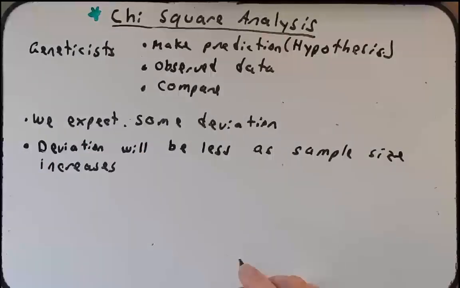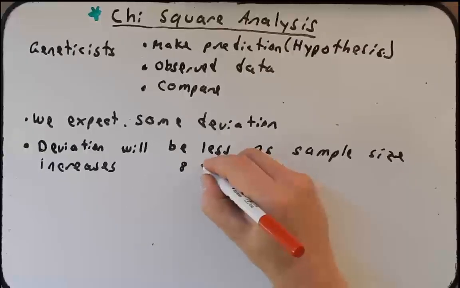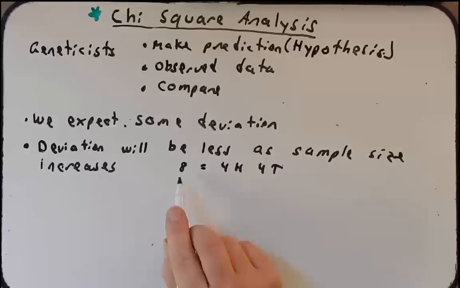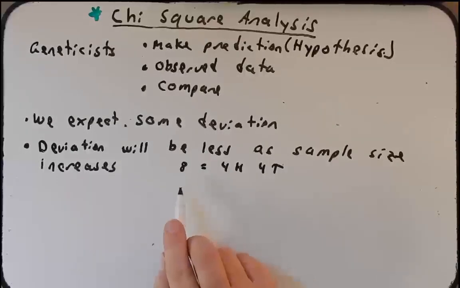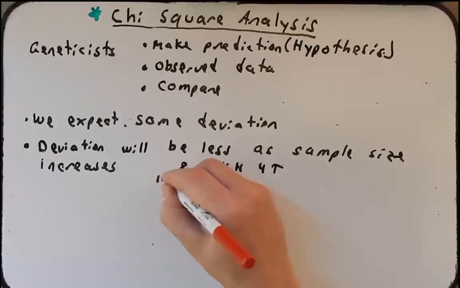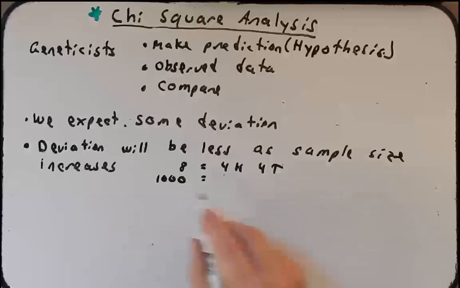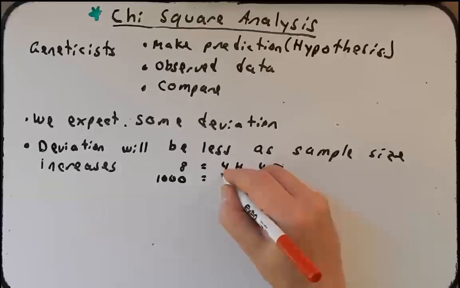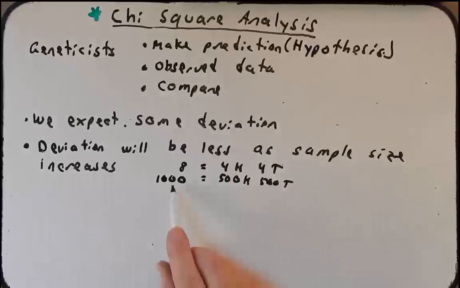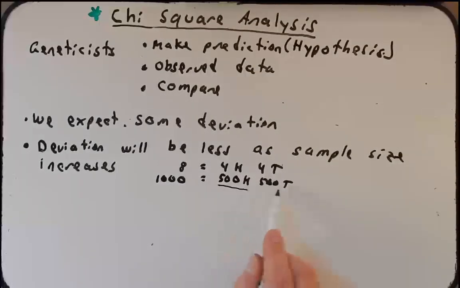So if I toss a coin 8 times, my prediction would be that I would get 4 heads and 4 tails. However, I suspect my deviation is going to be quite large with only 8 tosses. If you want, go ahead and toss a coin 8 times and see how close you get to a 1-to-1 ratio here. However, if I took that coin and tossed it 1,000 times, I don't recommend doing that. That'll take you too long. Our prediction will still be a 1-to-1, 500 heads and 500 tails. After flipping it 1,000 times, our observed results will probably be much closer to this 1-to-1 ratio as opposed to flipping it only 8 times.